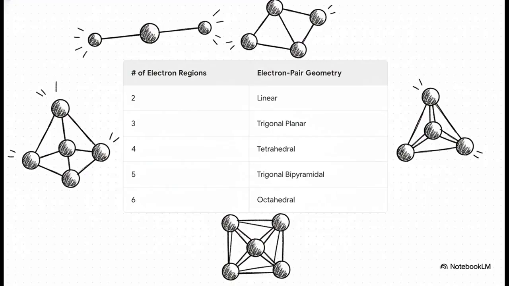Depending on how many of these electron groups you have around a central atom, anywhere from 2 to 6, they will just snap into one of 5 basic shapes. These are the big ones: linear, trigonal planar, tetrahedral, trigonal bipyramidal, and octahedral. Think of these as the basic Lego bricks for building almost any molecule.